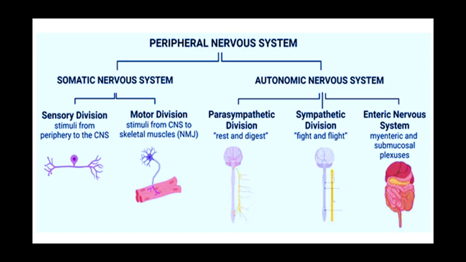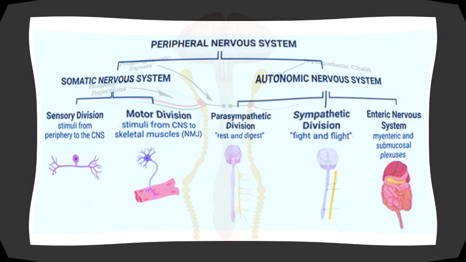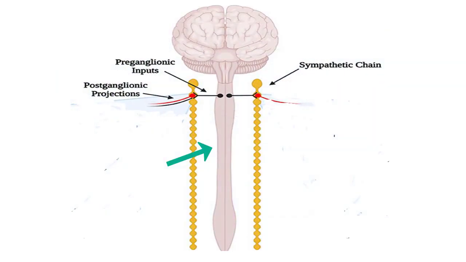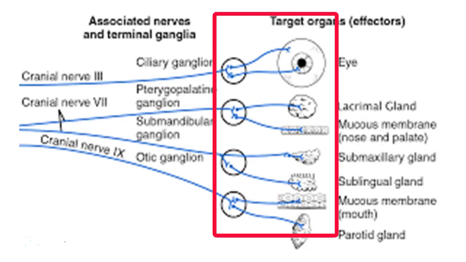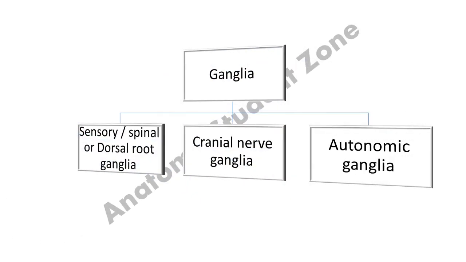Autonomic ganglia include the sympathetic ganglia and parasympathetic ganglia, and it's important to know that the sympathetic ganglia are close to the spinal cord, and the parasympathetic ganglia are located close to the viscera or within the viscera. So simply we can say ganglia are sensory or autonomic. The sensory ganglia include the spinal or dorsal root ganglia and the cranial nerve ganglia, and then the autonomic ganglia. So broadly we divide them into three groups: spinal, cranial nerve ganglia, and autonomic ganglia.